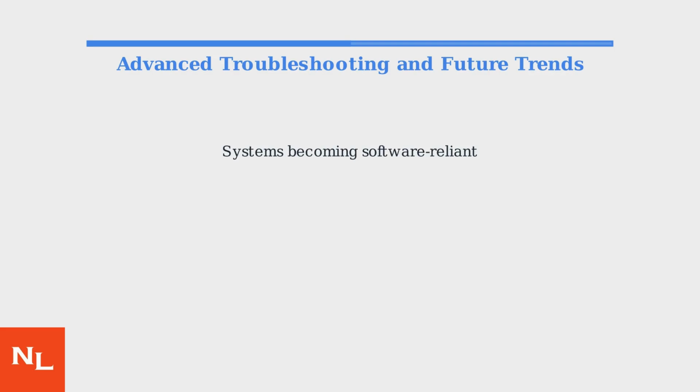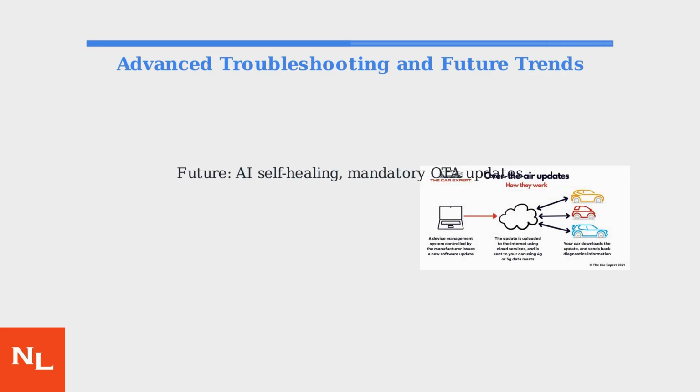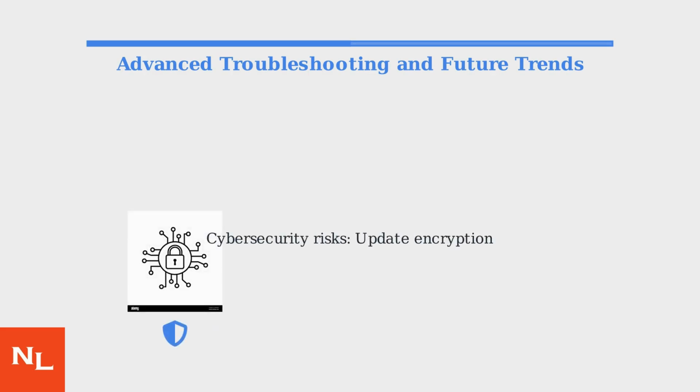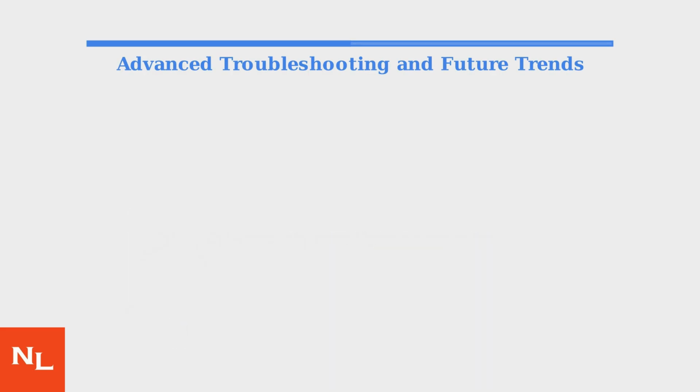Chevy Equinox infotainment is increasingly software-reliant. Future models will have AI self-healing and mandatory over-the-air updates to cut failures. Starting in 2023, models use Android-based systems. Watch for cybersecurity risks and keep encryption current.